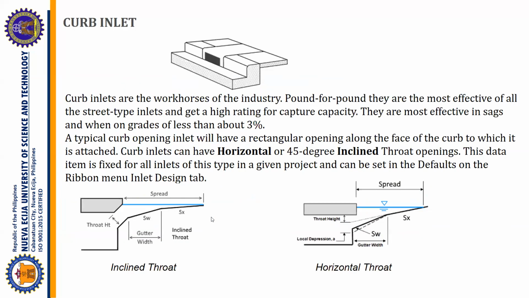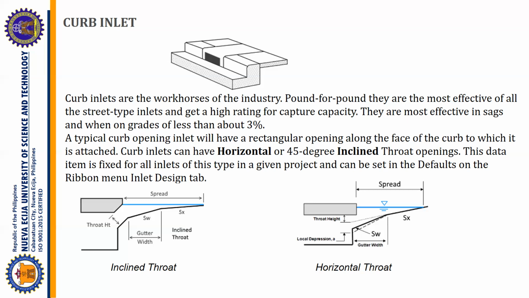So the first type of inlet is the curb inlet. Curb inlets are the workhorses of the industry. They are the most effective of all street types. So, this is what we always see on our roads. If you see road widening, the curb inlet is the one most commonly placed there. So we will notice that. And with a high rating of capture capacity, they are most effective in sags and when on grades of less than about 3%.